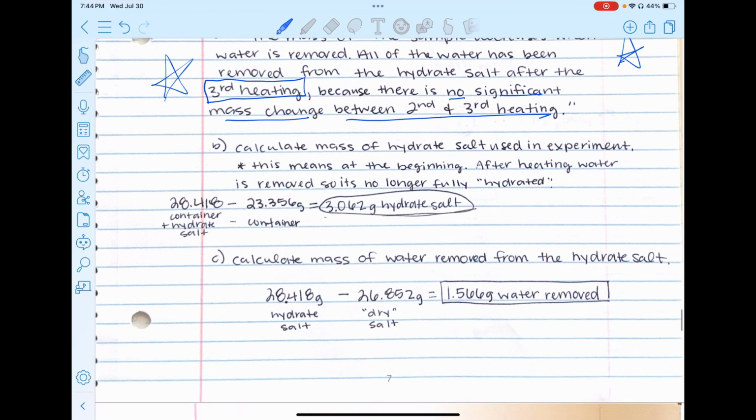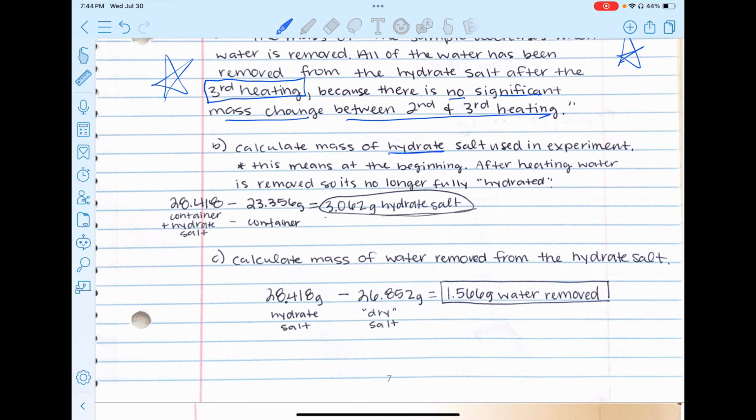All right, on to part B. You're told to calculate the mass of the hydrate salt used in the experiment. So what does that mean? The hydrate salt is the part that has water in it. So that means it's referring to the beginning of the experiment because the water's still there.